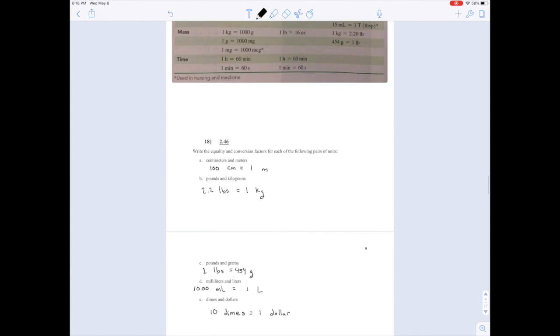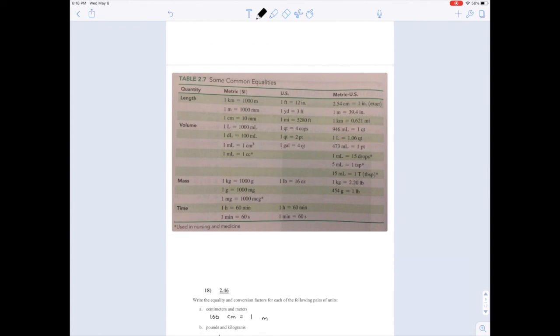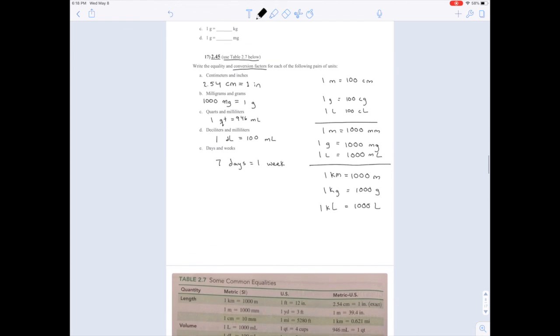And so in questions 17 and 18, you are using table 2.7 and also keeping in mind these very important conversion factors to write down the relationship between a bunch of different types of units.